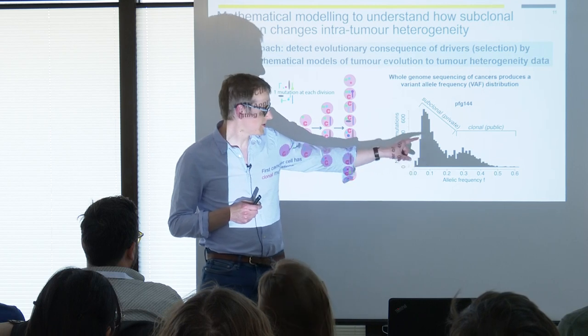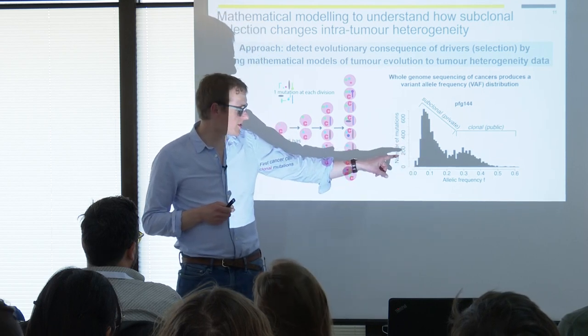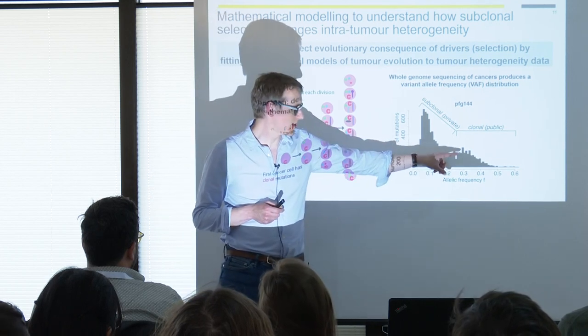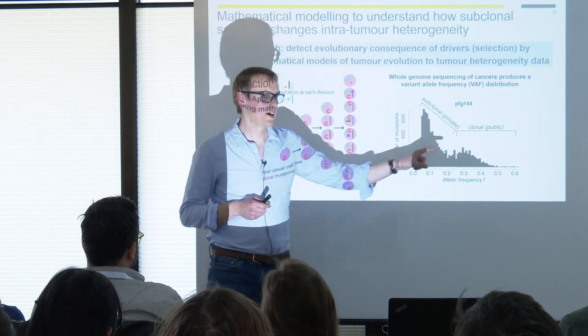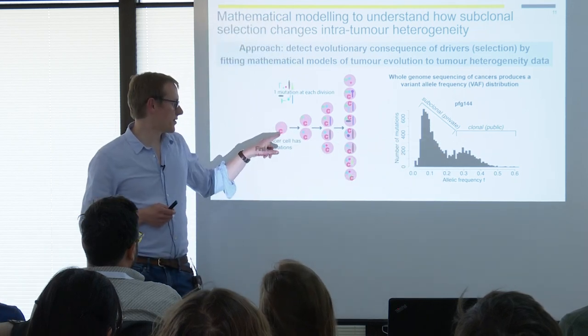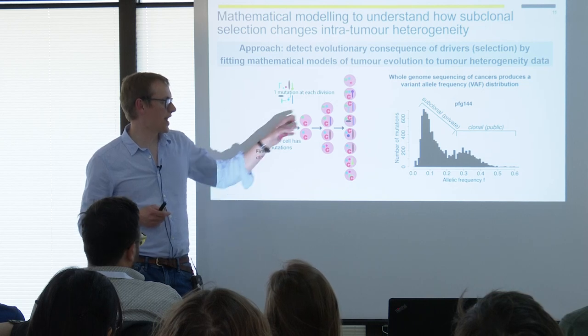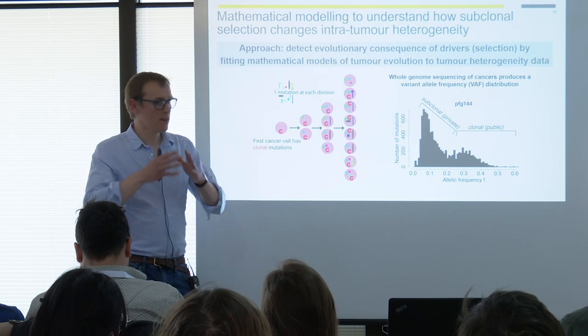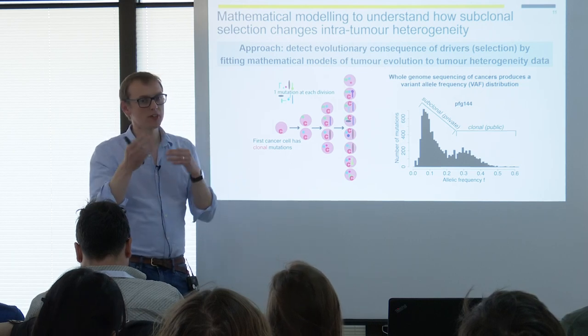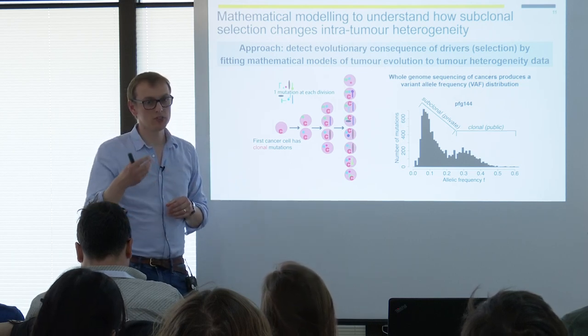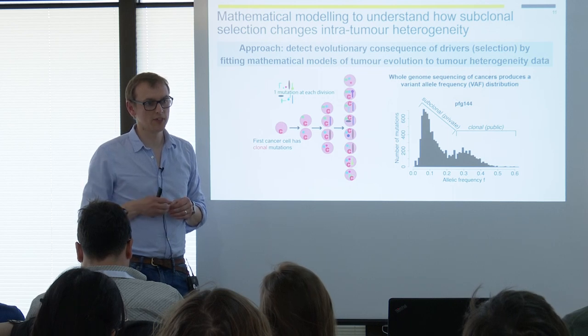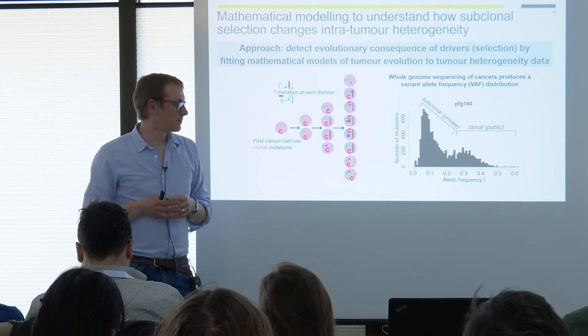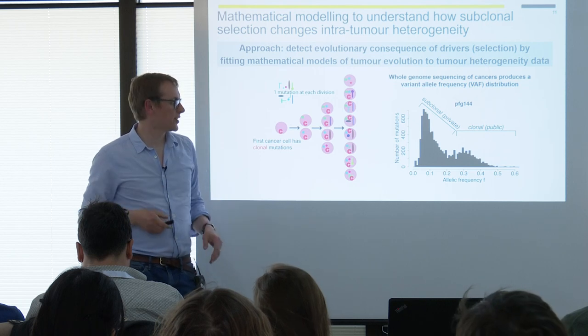You can see that this distribution has characteristic patterns in it. So up here we have a bunch of mutations at high frequency. Those high frequency mutations are the ones that are in the first cancer cell and are therefore in every cell in the cancer, so they're at the highest frequency in the cancer population. The spread you get is because of the sampling of alleles from the tumor, and also the sampling of alleles on the sequencer, and you get this spread of allele frequencies.